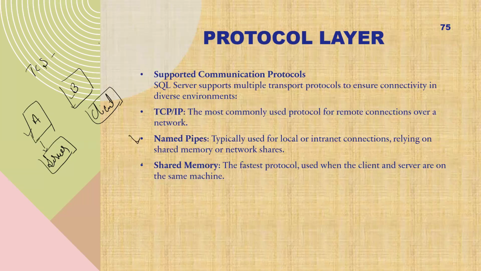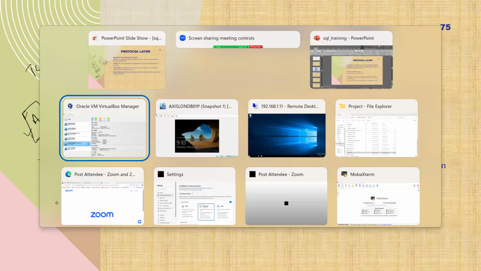And what does shared memory mean? The client and the server both exist on the same machine. Named pipes is just like for a college or university campus, an intranet, so the connection will be made with the help of named pipes. But shared memory means that the client and server both exist on the same machine. So let me go back to the configuration. Just a minute.